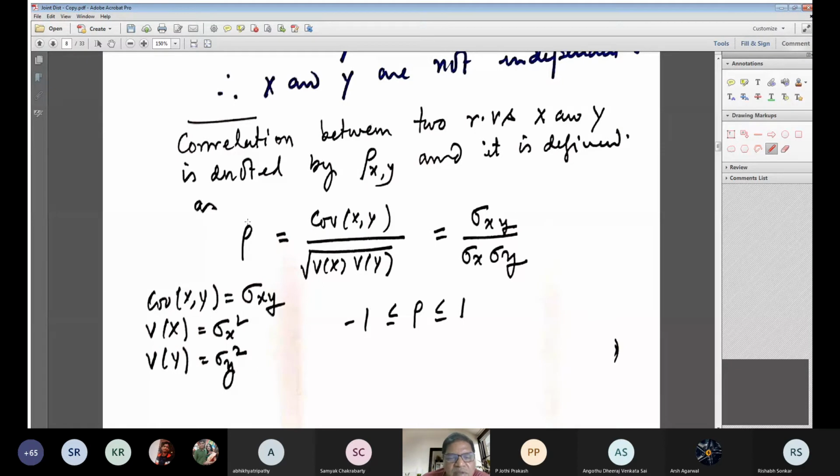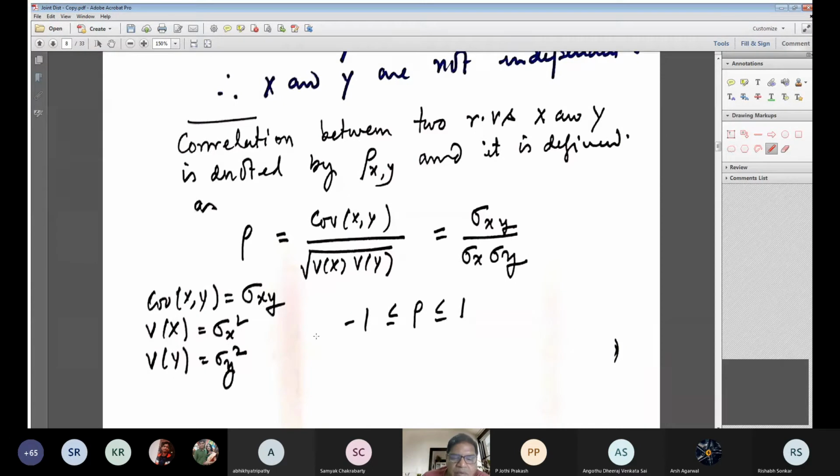As you can see, this rho is independent of the unit, whereas the covariance is not independent of the units. If x is height and y is weight, then the covariance will carry a unit. But here all the units get cancelled, so it is independent of the unit.